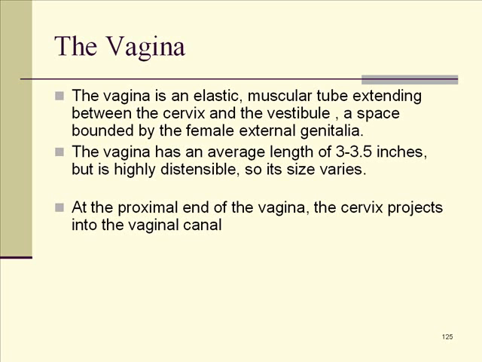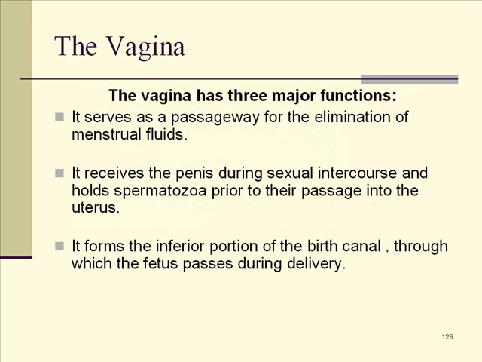At the proximal end of the vagina is the cervix. The distal end opens out to the environment. The cervix projects into the vaginal canal, and as I talked about with the pelvic exam, the vaginal walls are opened, and you can visualize the cervix, which is the distal portion of the uterus but at the proximal end of the vagina. The vagina has 3 major functions.